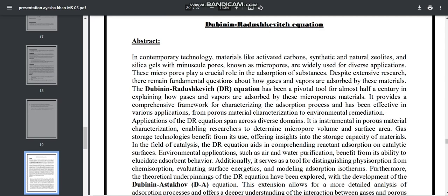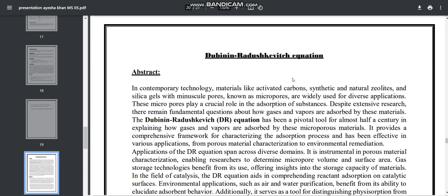And the next topic is the Dubinin-Radushkevitch equation, that is, the DR equation. In modern technology, tiny pores in materials like activated carbons and zeolite play a vital role in absorbing gases. The Dubinin-Radushkevitch equation, used for nearly 50 years, helps to explain how these materials absorb gases. It is crucial for understanding processes from material characterization to environmental cleanup.